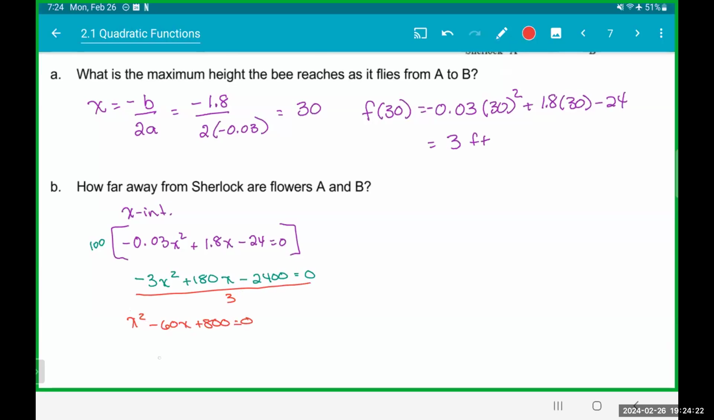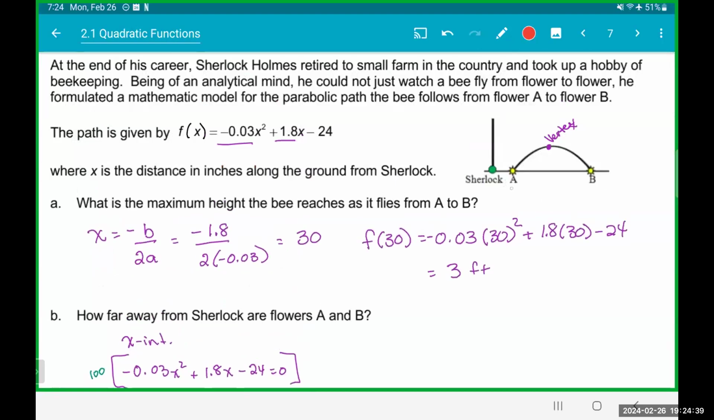And then we can just simply factor this as x minus 20, x minus 40 equals 0. So x is 20 and 40, right? So if we're looking at that, this is x equal to 20, this is x equal to 40. What that's saying is the distance from Sherlock to flower A is 20 units, and the distance from Sherlock to flower B is 40 units.